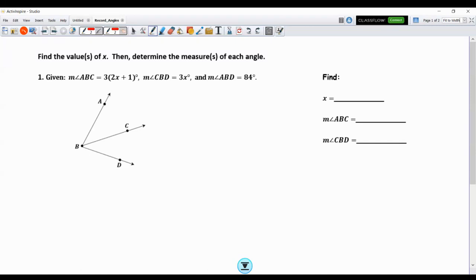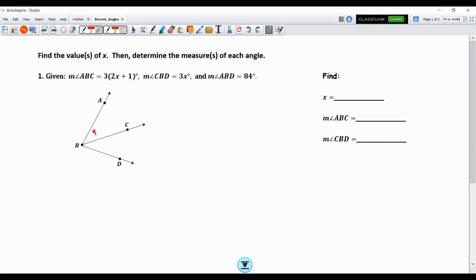We're going to find the values of x. Then we'll determine the measures of each angle. In this problem, we're given that the measure of angle ABC is 3 times the quantity of 2x plus 1. And we're given that the measure of angle CBD is 3x. We also know that the total angle ABD is 84 degrees.